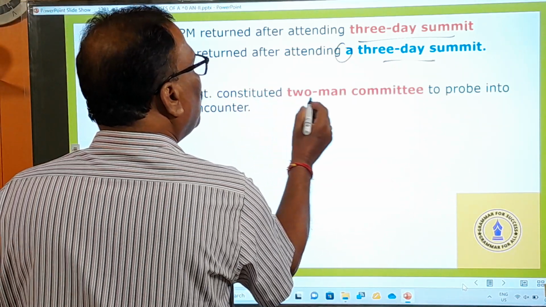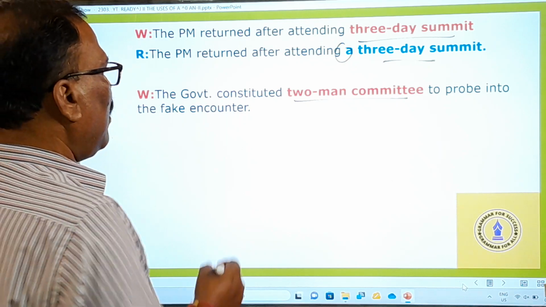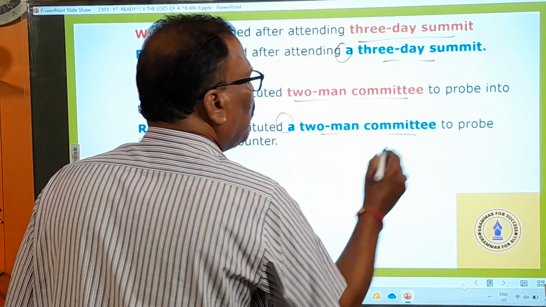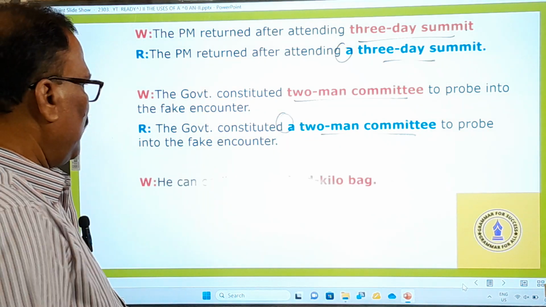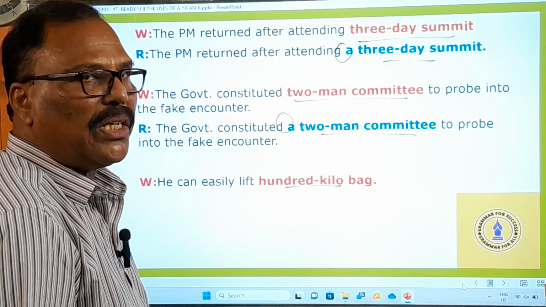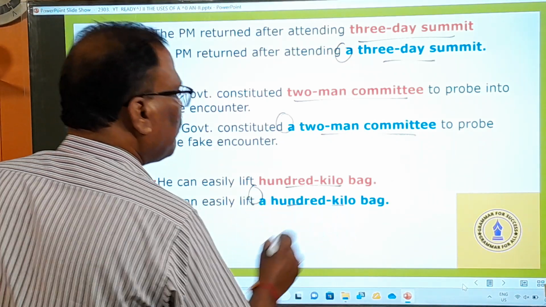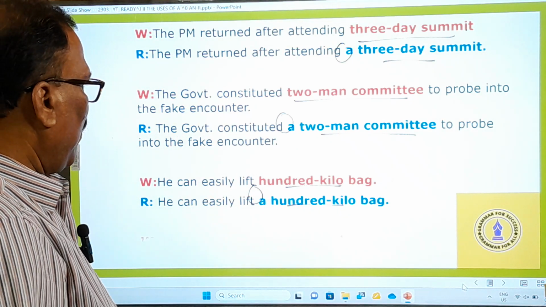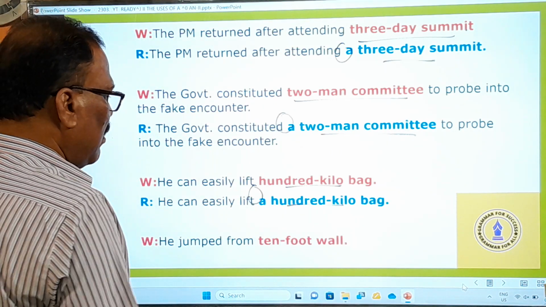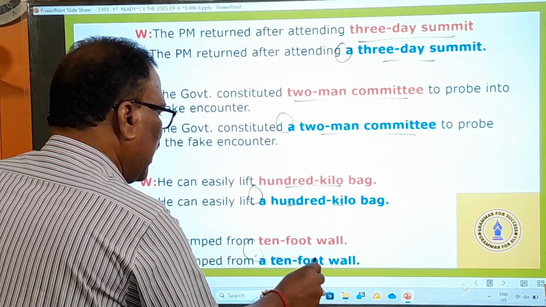Pay attention here. The government constituted two-man committee to probe into the fake encounter. That is not the right one. You have to say a two-man committee. One more example: he can easily lift a 100-kilo bag. That is not the right one. You have to say a 100-kilo bag. He jumped from 10-foot wall. You have to say he jumped from a 10-foot wall.